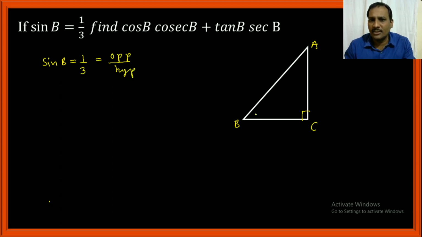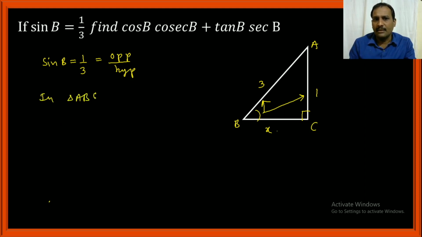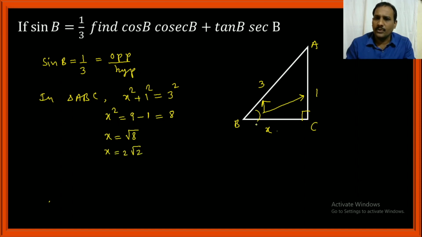So what is the opposite side to b? Consider that as 1. And what is the hypotenuse given? That is 3. Now we have to find the adjacent. Assume that as x. Now by Pythagoras theorem in triangle ABC, x square plus 1 square is equal to 3 square. So x square is equal to 9 minus 1, that is equal to 8. Therefore, x is equal to root 8, which is equal to 2 root 2. So we got the adjacent side also.